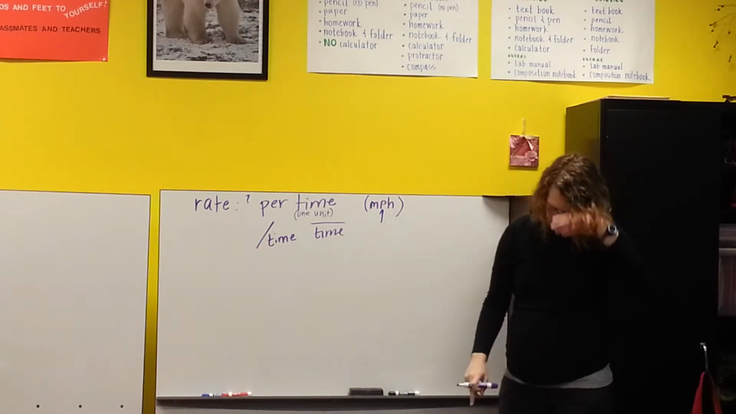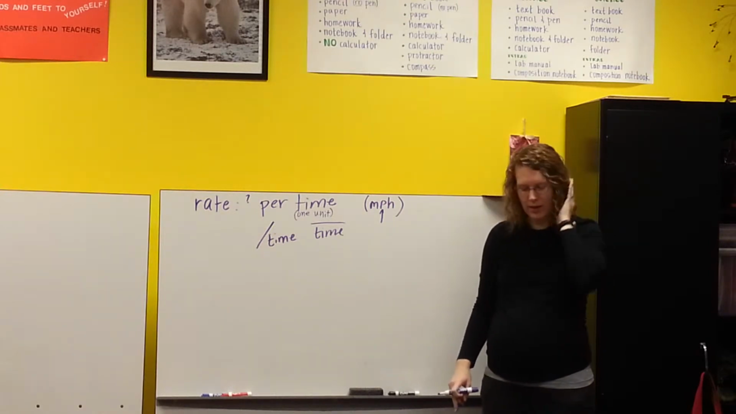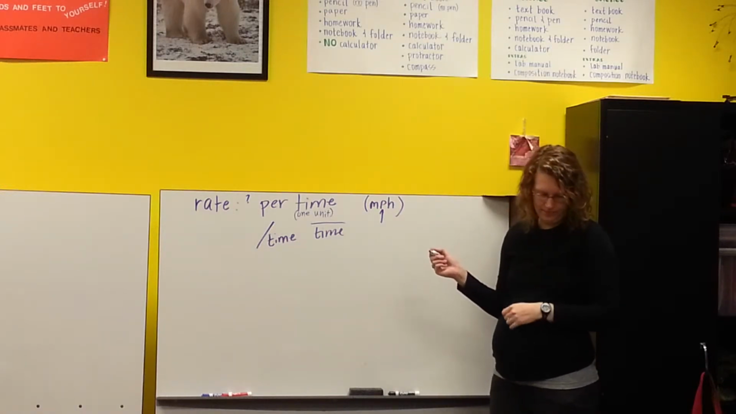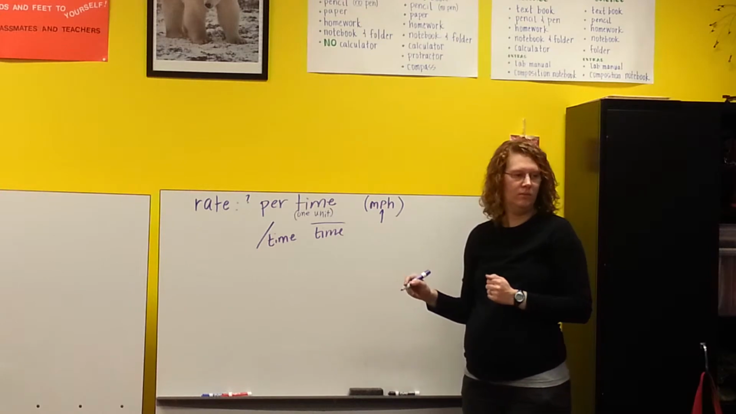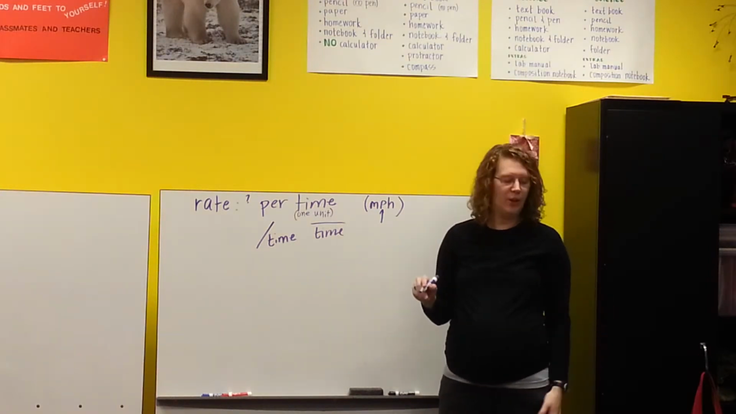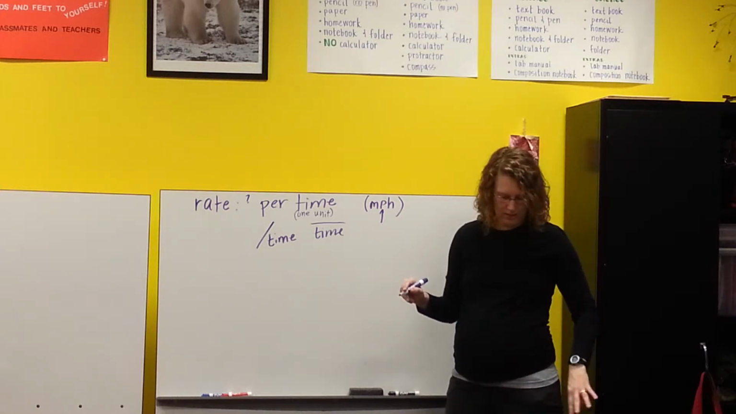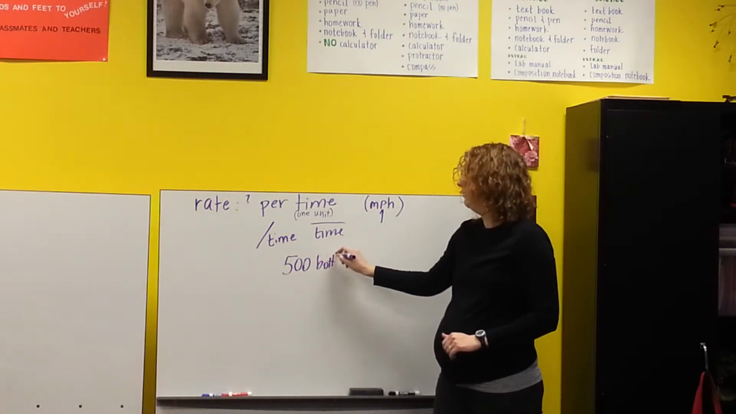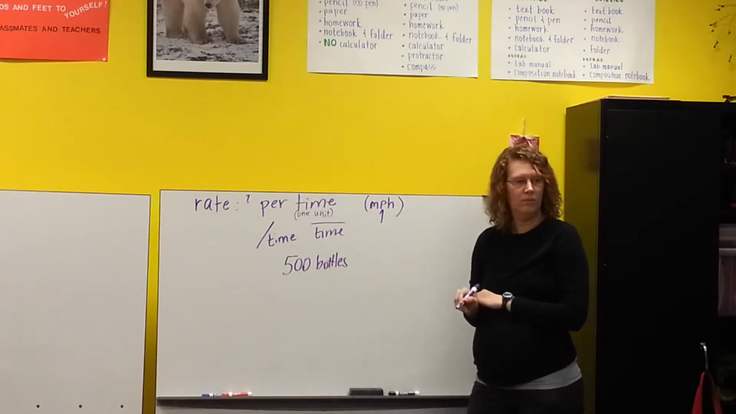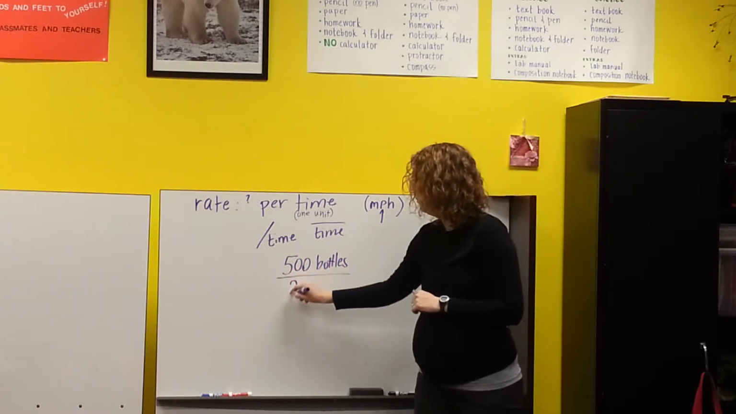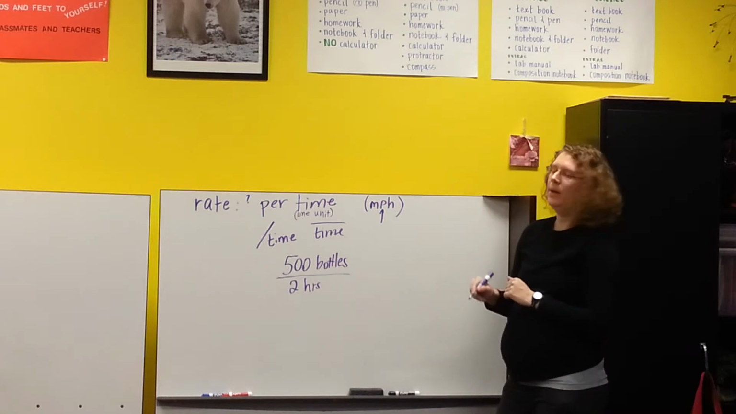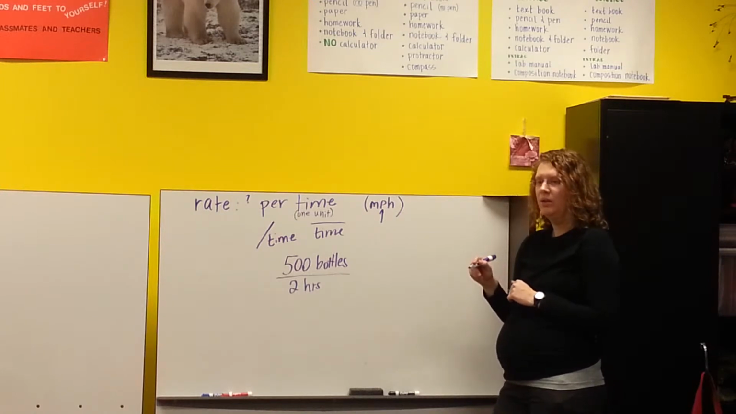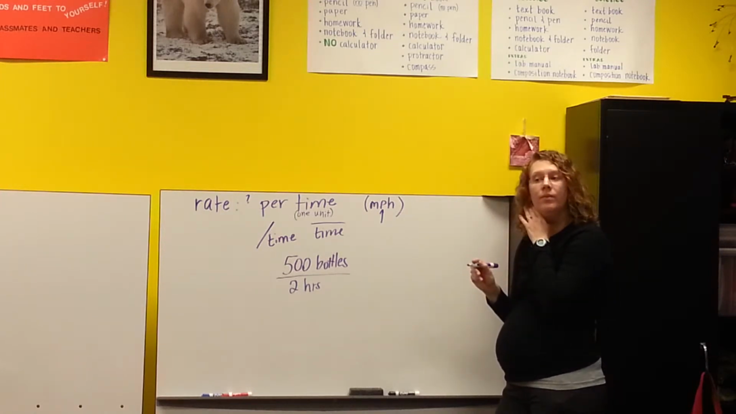So, second example, Jamaica, the machine could cap 500 bottles in 2 hours. So let's start by writing down our initial rate. How would you rate that? Write down our rate. 500 bottles in 2 hours. How am I going to write that down? 500 bottles. Good. Okay. What do we say we need to do with that rate now, Damon? What are we going to do with 500 bottles per 2 hours? Reduce. Go for it.